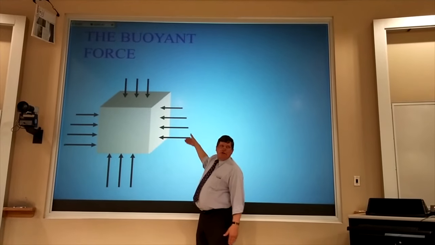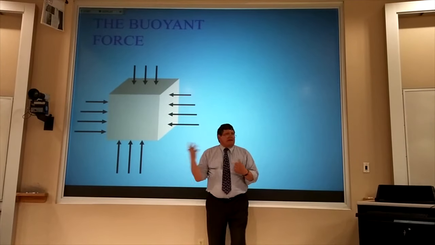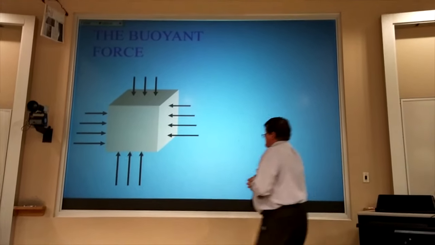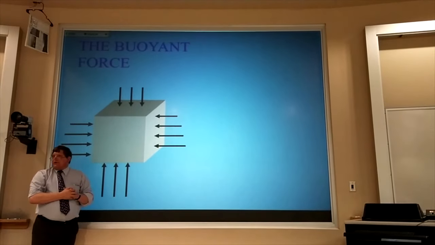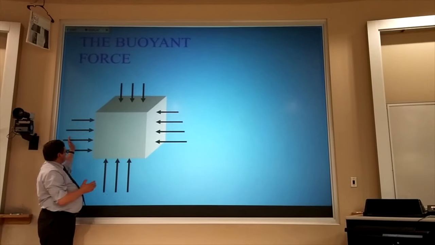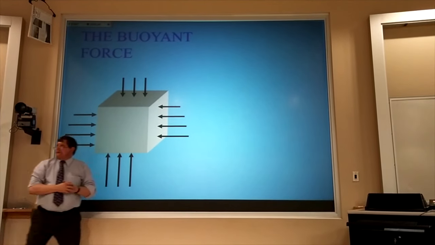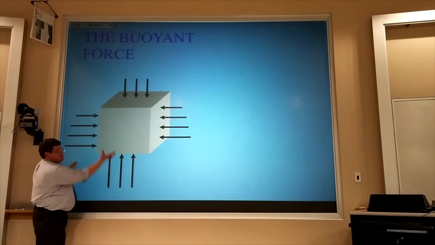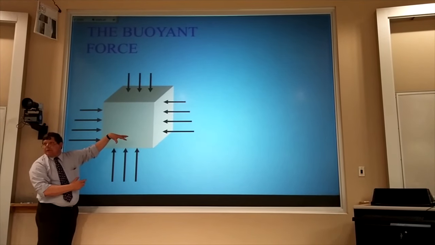But the deeper you go in the water, the bigger the push. That's what that equation was all about that we've been using. Now, if I take all the push from the water, I think you can see that the left is always going to cancel out the right. What's not going to cancel out is the upward push on the bottom and the downward push on the top.